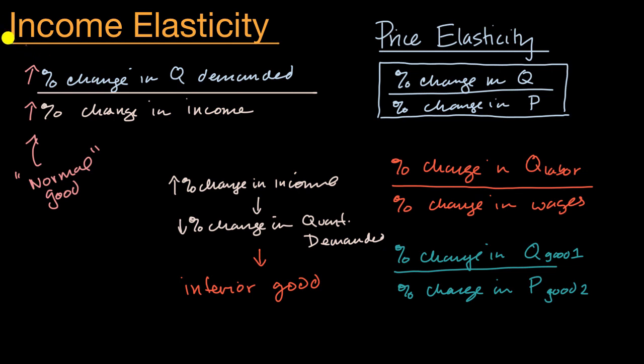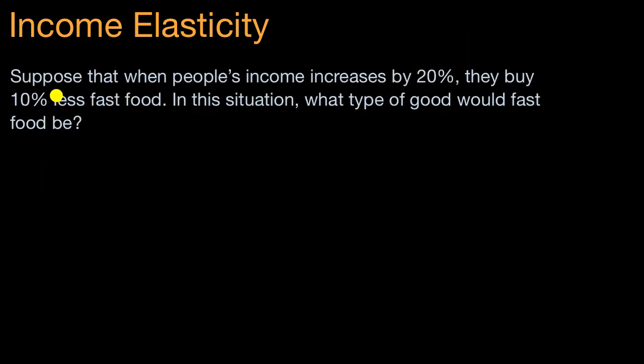But just to hit the point home on income elasticity, let's look at a few examples. So we're told, suppose that when people's income increases by 20%, they buy 10% less fast food. In this situation, what type of good would fast food be? Pause this video and think about it. Well, their income is increasing, but their demand is decreasing. So that's the situation we just talked about. This is an inferior good.